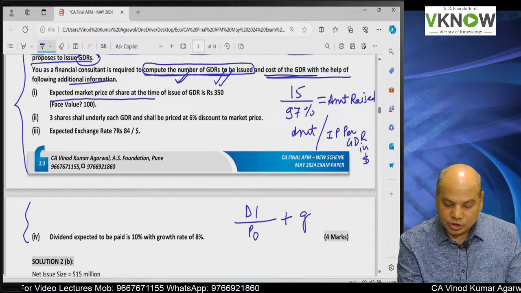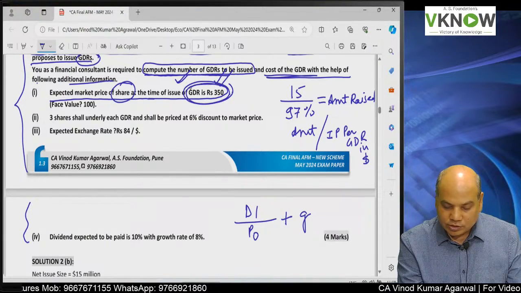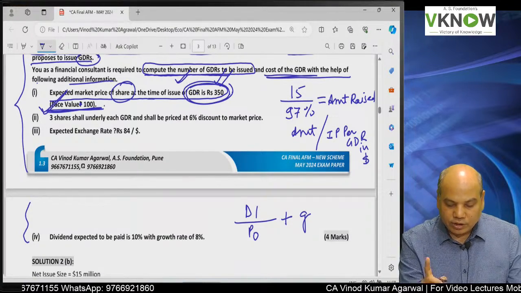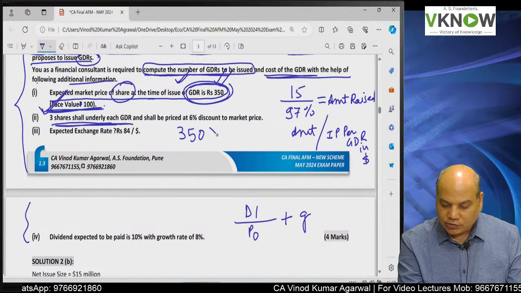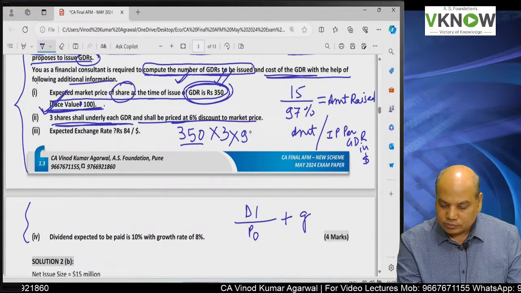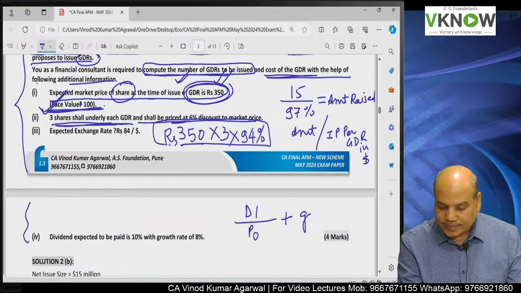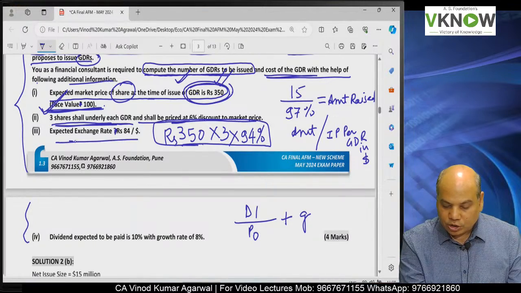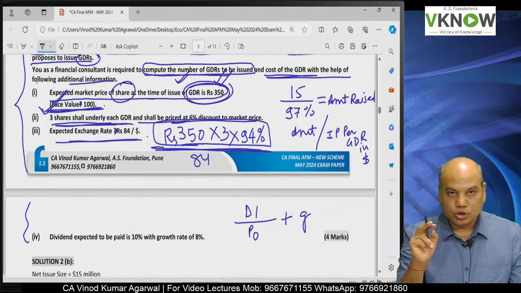Expected market price of the share at the time of issue of GDR is 350. One share is 350. Face value 100 rupees. This will be required for dividend calculation. 3 shares underlie each GDR. So 1 GDR is equal to 350 into 3 and shall be priced at a 6% discount. So in terms of Indian rupee, this is the price, but they are going to issue in dollar. So they have given you the exchange rate, rupees per dollar, 84. So when you divide this by 84, you get the issue price in dollar.